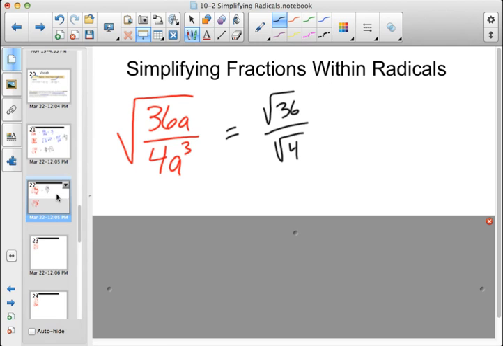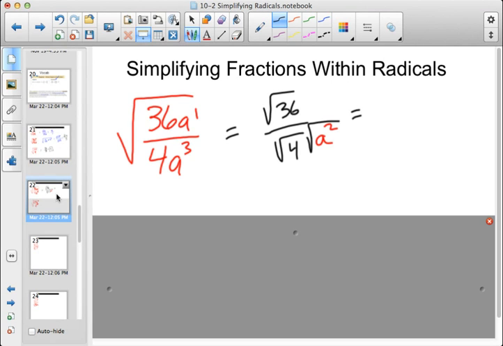Now, what I like to do, especially with a over a to the third, is just simplify this expression. If you remember, this is a to the first power over a to the third power, which would leave one of those a's canceling off and leaving a to the second power in the denominator. And we still do need to take the square root of that a to the second power. So that's just a little quick trick that you can do to save yourself some time.